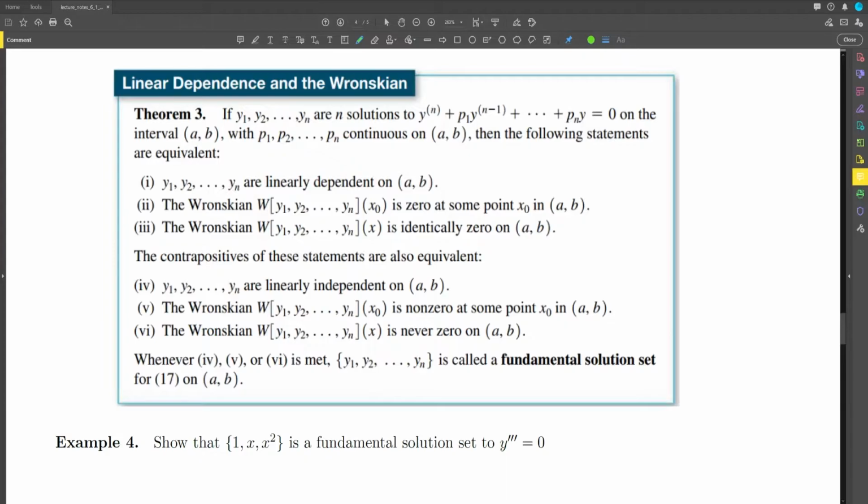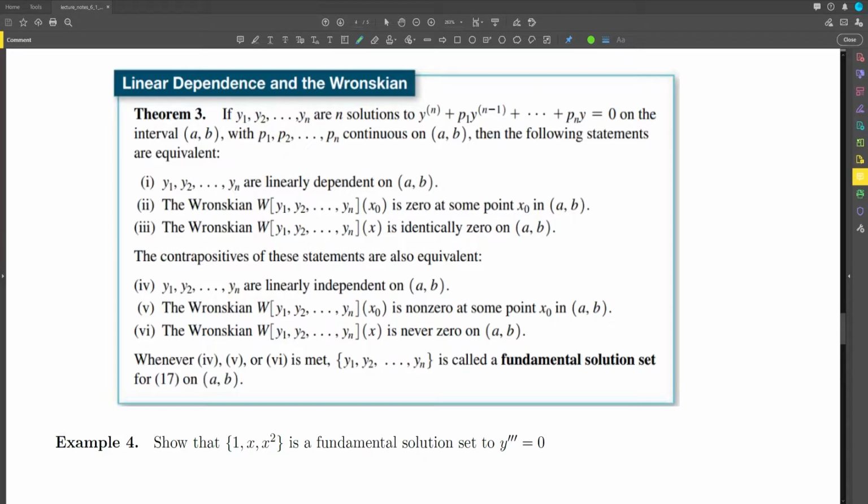The contrapositives of these statements are also equivalent. 4. y1 through yn are linearly independent on the open interval a comma b, which is equivalent to 5. The Wronskian W of y1 through yn at x naught is non-zero at some point x naught in the open interval from a to b, and 6. The Wronskian W of y1 through yn of x is never 0 on the open interval a comma b.